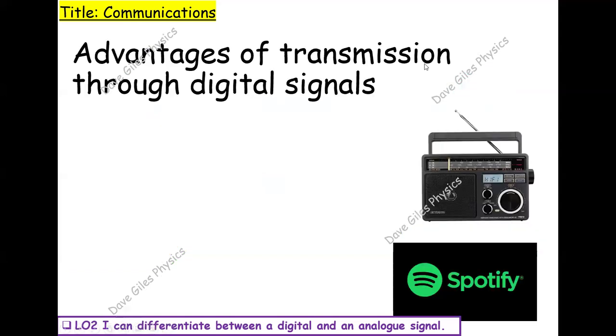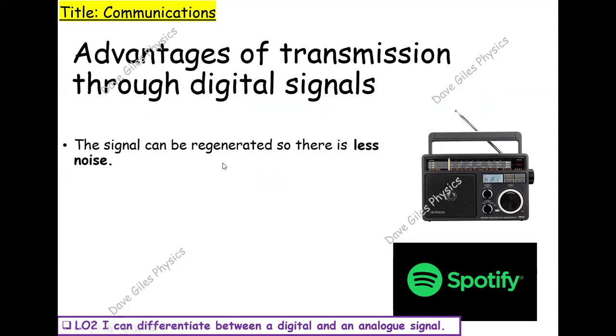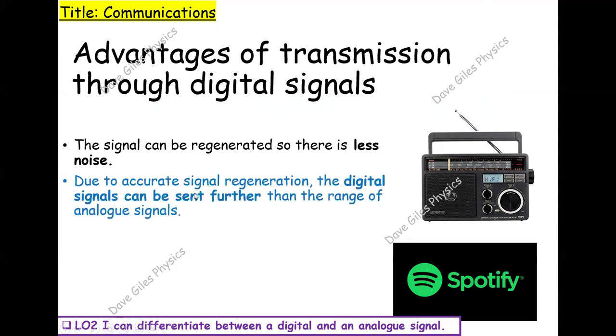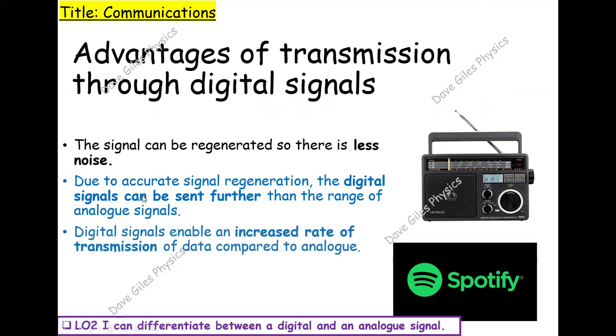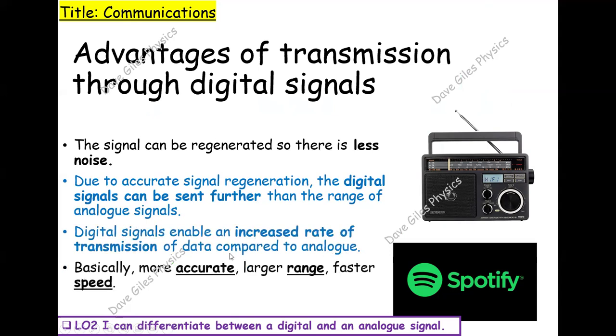So the advantage of transmitting using digital signals is that it can be regenerated, so there's less noise. Noise is just unwanted sound, basically a sort of background sound. Due to accurate signal regeneration, the digital signals can be sent further than the range of analog. Digital signals enable an increased rate of transmission of data compared to analog. So basically, it's more accurate, larger range, and a faster speed.